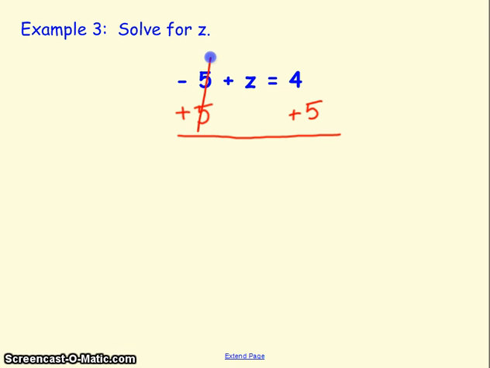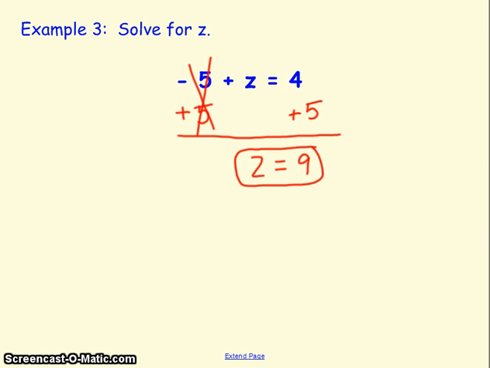The 5s cancel each other out, which is what we want, leaving us with just a z on the left, and then 4 plus 5 is positive 9, and that's our answer. So that's what happens when the variable isn't alone because something is being added or subtracted to it.